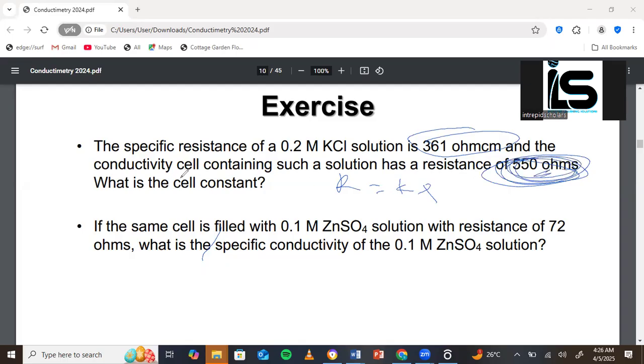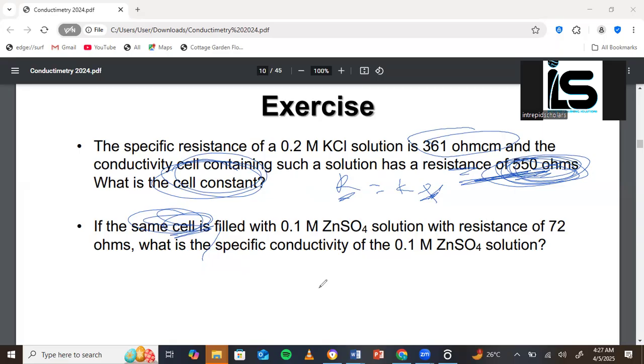The resistance has been given, 550 ohms. So we just put the 550 here, we put the resistivity, and then we can do change of subject to get our answer. Now, the cell constant is similar for the same cell, right? So we are saying if the same cell is filled with 0.1 molar zinc sulfate solution with a resistance of 72 ohms, what is the specific conductivity?